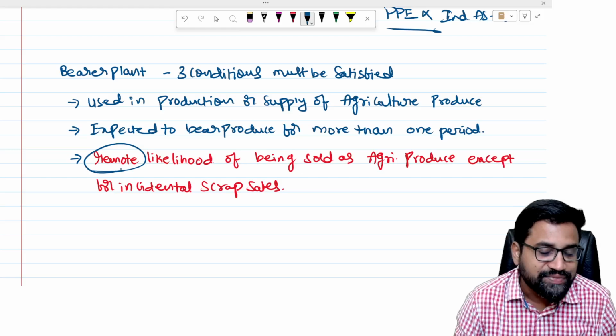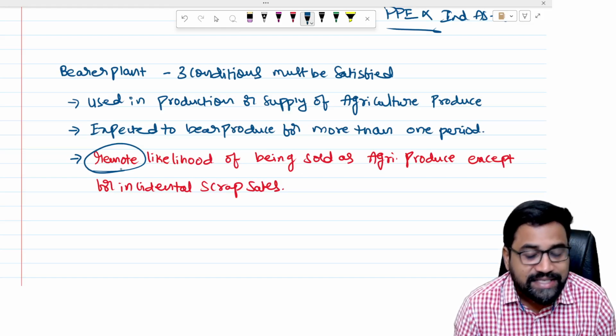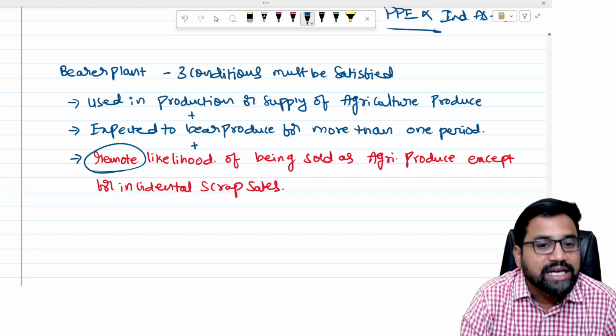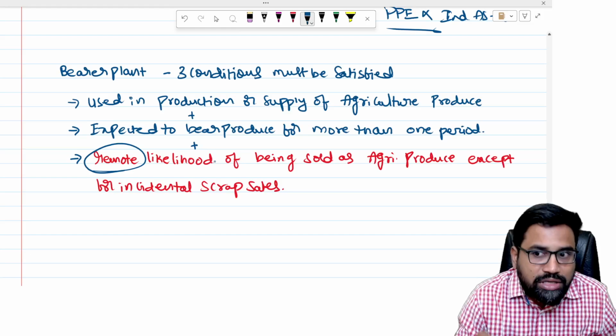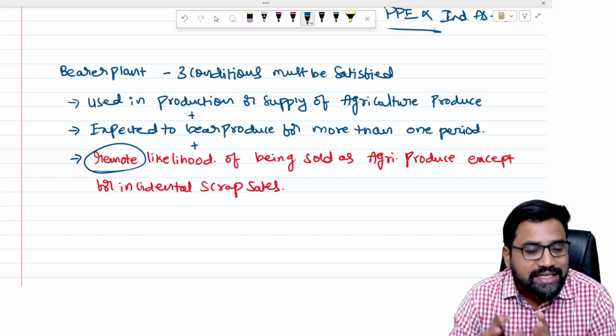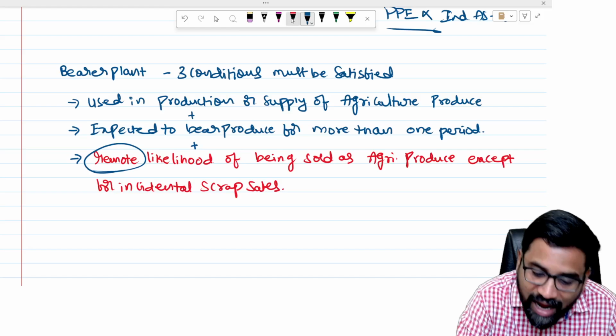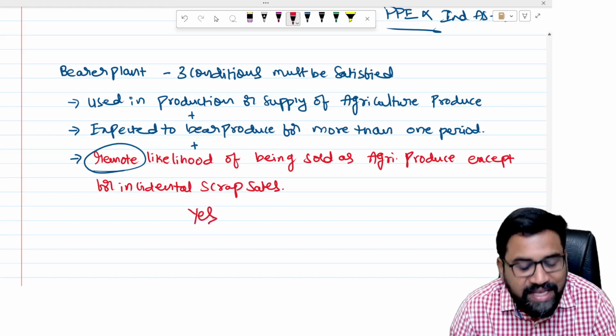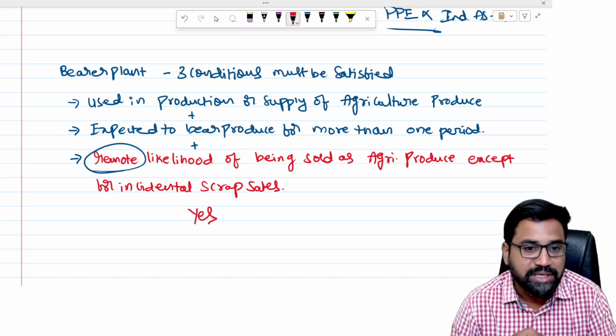Then they will not satisfy the third condition. Obviously, they are not considered as agriculture produce. So if you satisfy all three conditions, that is called a bearer plant. Now the conclusion: is IND AS 16 applicable for bearer plants? The answer is yes. If any plant satisfies these conditions, this standard is applicable.